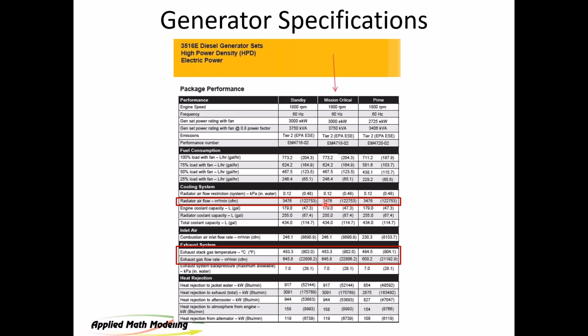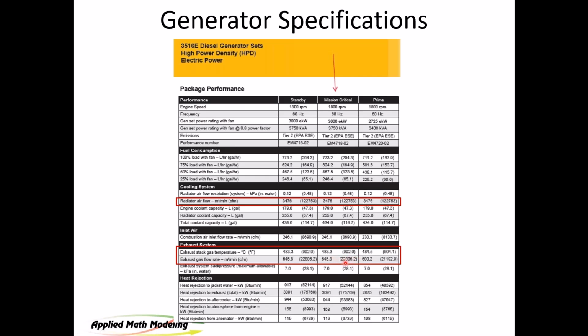But you need to know the size and the mass flow rate. That'll determine the velocity. And then on the exhaust side, you need to know the mass flow rate, the approximate diameter or size of the exhaust outlet, and its mass flow rate. So you can see those specs are given here.